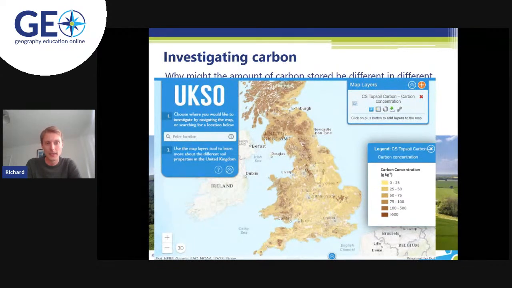The UKSO, where this map is from, that's the UK Soil Observatory. If you download this PowerPoint, you'll find a link to that map in the notes underneath this slide. Sounds geeky, but quite an interesting website to go onto. They've got this great little map viewer where you can look at loads and loads of different soil maps, lots of them relating to carbon, land use, biomass, things like that. So definitely worth checking out.